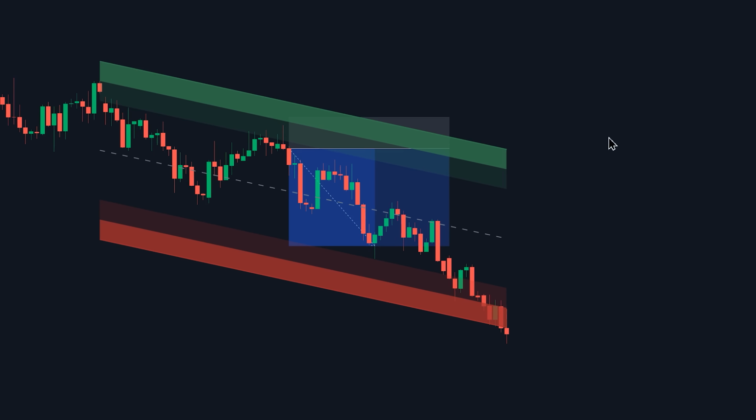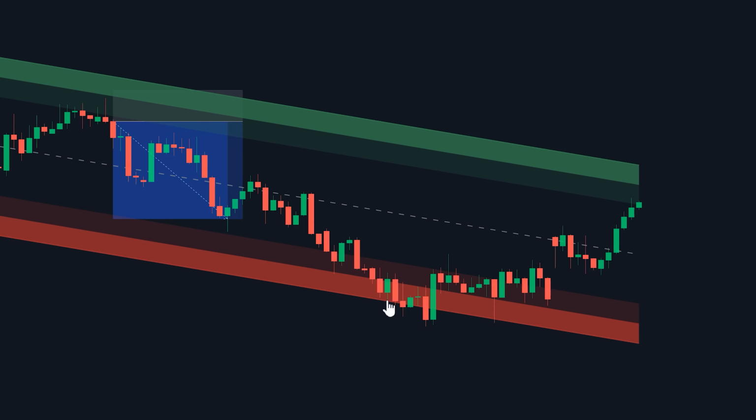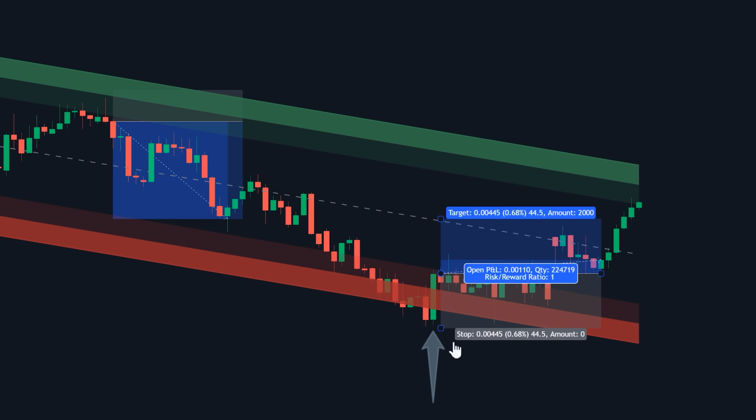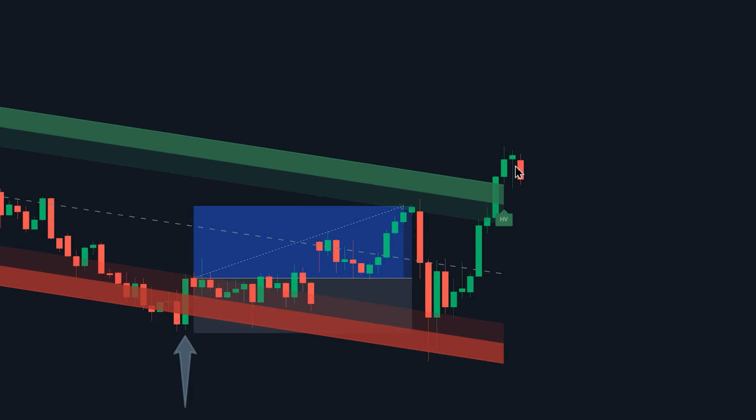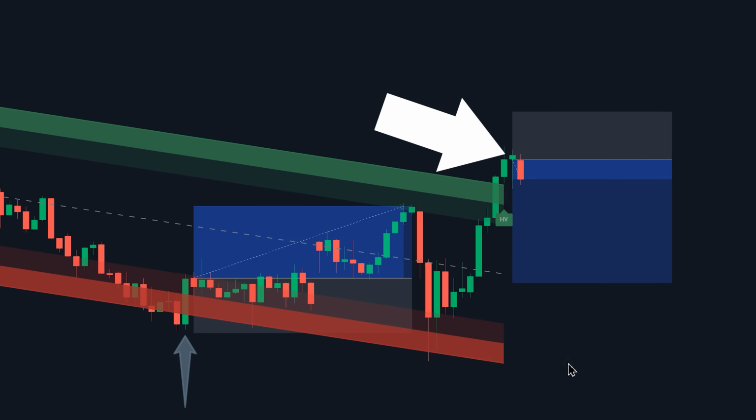As price goes deeper into the channel, like into the outer light red zone in a downtrend, it can experience higher buying pressure to return towards the center. For instance, if the price dips into that lower light red zone and then shows a strong reversal, that could be a great spot to consider a buy. The same logic applies to the upper green zone, acting as major resistance.